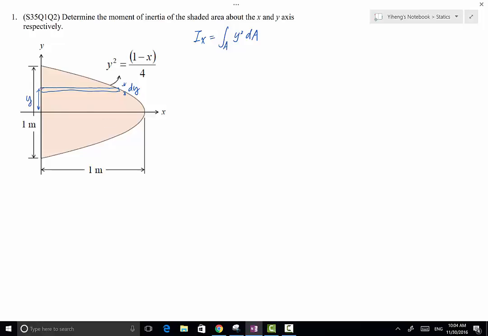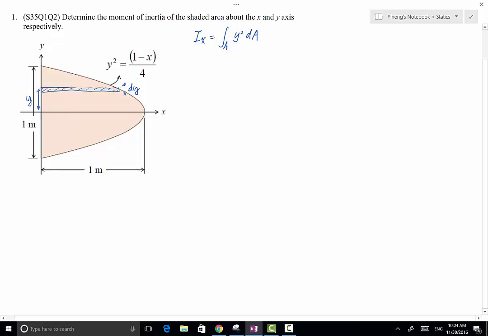In this case, we should not choose the differential element to be a vertical strip, because this vertical strip, again, is made up of an infinite number of particles, but for these particles, the perpendicular distances to the x-axis are not the same. So we should not use a vertical strip as our differential element. So with that said, this is our differential element.